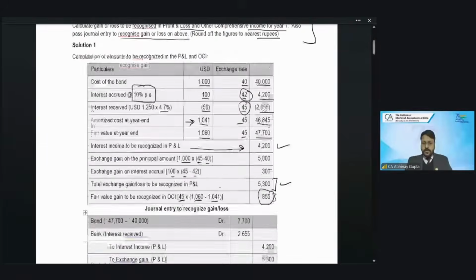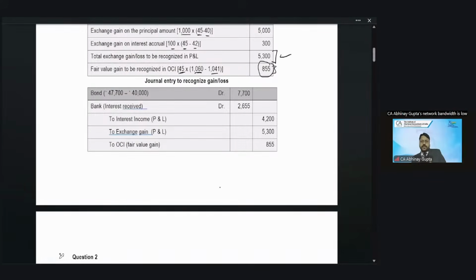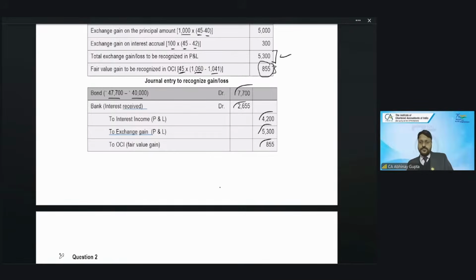So what would be the final journal entry now? The journal entry would be: investment in bond account debit 47,700 minus 40,000, 7,700, which was correct. Bank, interest received 2,655. To interest income 4,200. To exchange gain in the P&L 5,300, and to OCI, fair value gain in OCI, 855. Clear? Yes, sir. Clear now, sir.